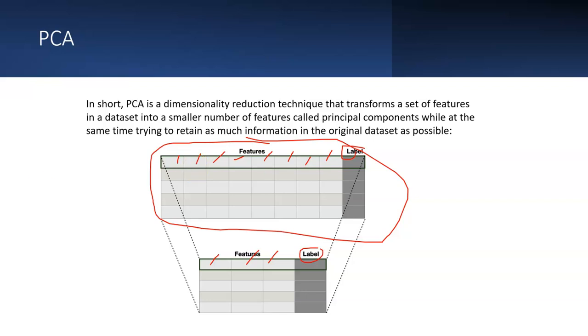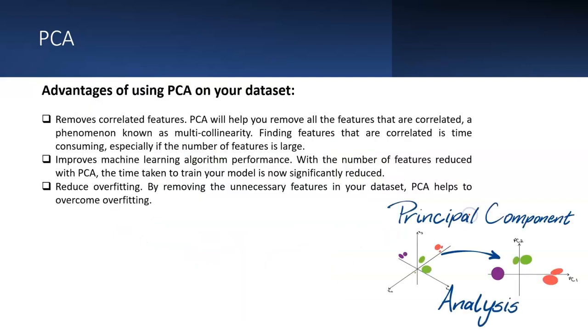So this is the main function of PCA. Now we have three columns here, and there we had eight columns. So the transformation of the eight columns to the three columns is the main function of PCA. Yeah, so what are the advantages of using PCA?